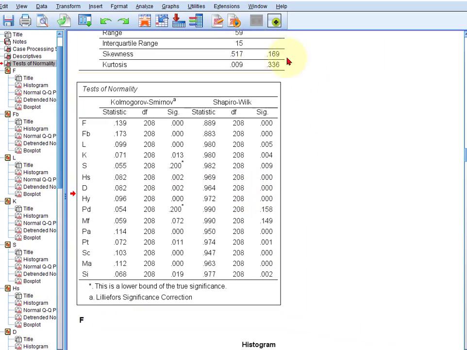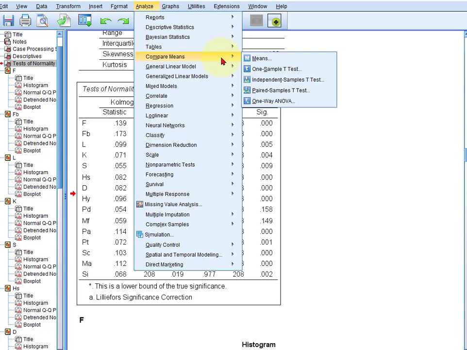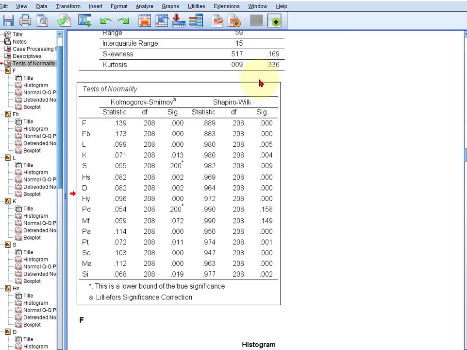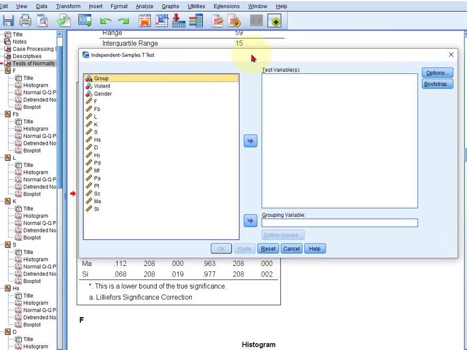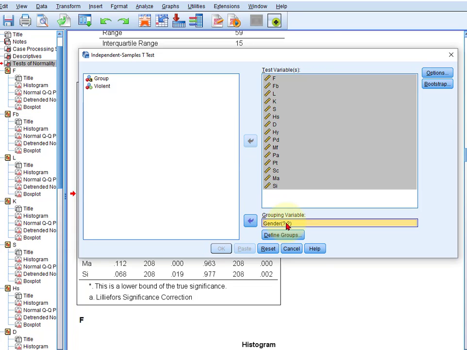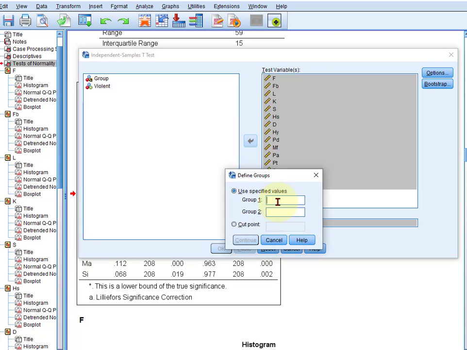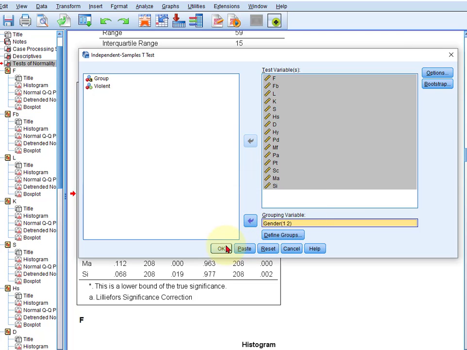Okay, so let's go ahead and run your t-tests. Let's do analyze, compare means, independent samples t-test. Let's do gender first. And we'll put all our measurements in there. And for gender, we use the numbers 1 and 2. 1 were female, 2 were male. Click continue, click okay.